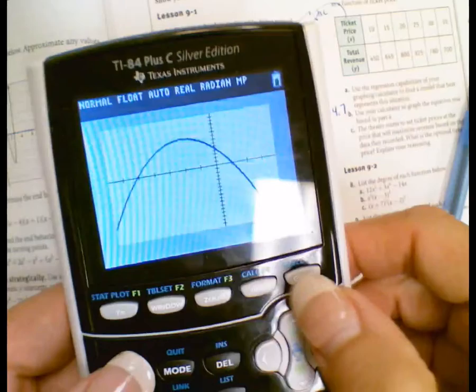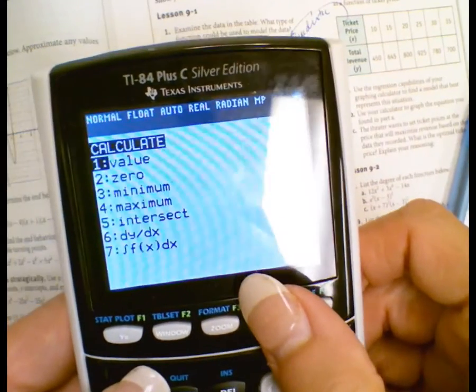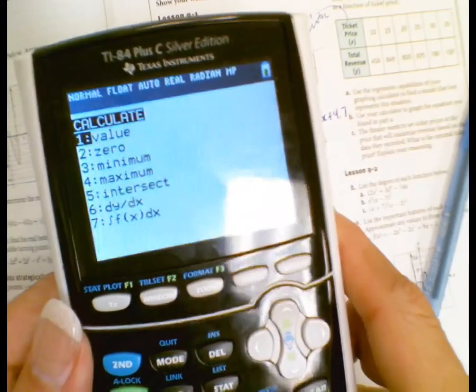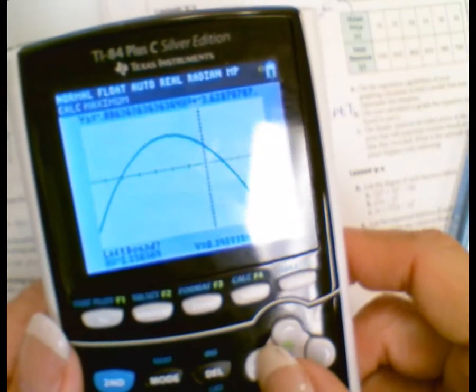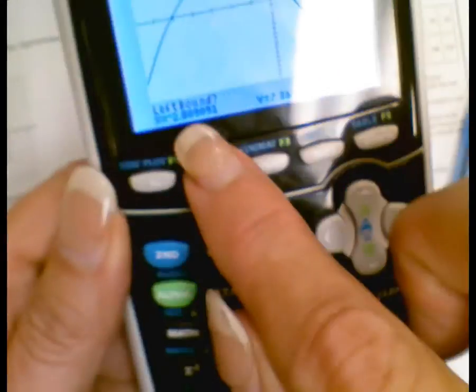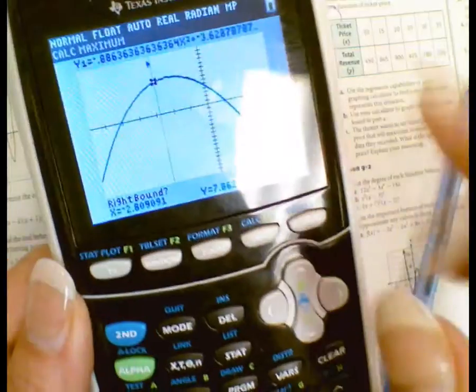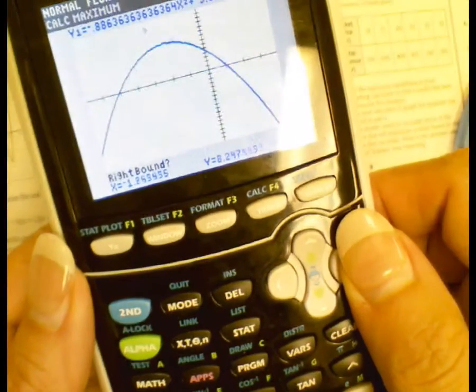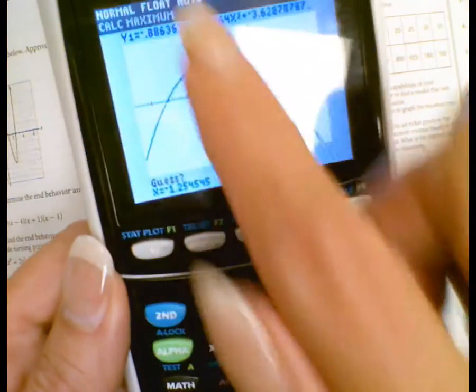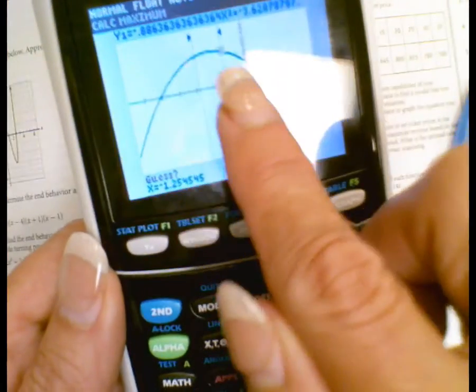So press second trace and go to maximum. This is a definite maximum. Move your spider so it's a little to the left of this, because if you notice down here it says left bound guess right here. So you want to go a little to the left of that, press enter. And now it says right bound guess, so you're going to go to the right of the vertex, like right there, press enter. And then it says guess.